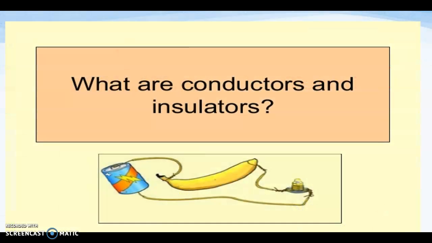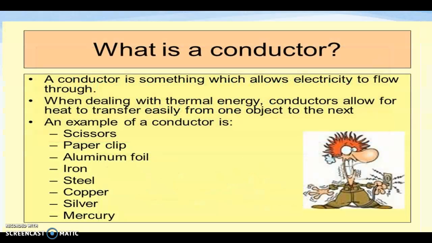We will learn also about conductors and insulators. What are conductors and what are insulators? Conductors are any material that allow energy or electrical current to flow. A conductor is something which allows electricity to flow through. When dealing with thermal energy, conductors allow heat to transfer easily from one object to the next.